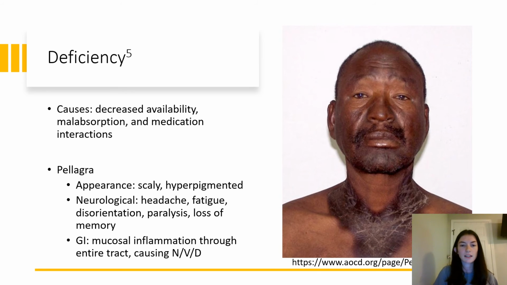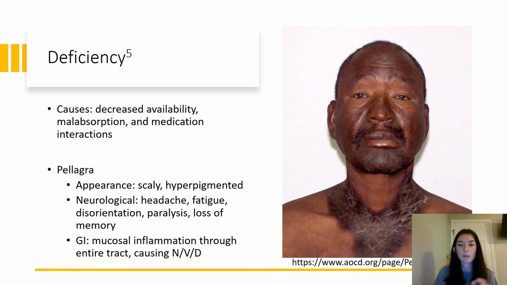Its appearance is scaly and hyperpigmented skin. Neurologically, patients will experience headache, fatigue, disorientation, paralysis, and again, loss of memory into dementia. And so the GI tract also has mucosal inflammation throughout the entire tract, which may cause nausea, vomiting, diarrhea. And if we think about this mucosal inflammation, their mouth is inflamed, their tongue is inflamed, it probably hurts to eat. So they're probably going to decrease what they're intaking, which is going to decrease niacin even more, which we don't want.